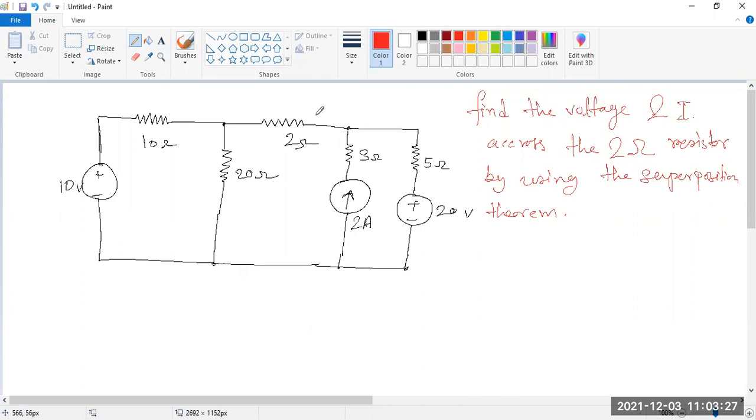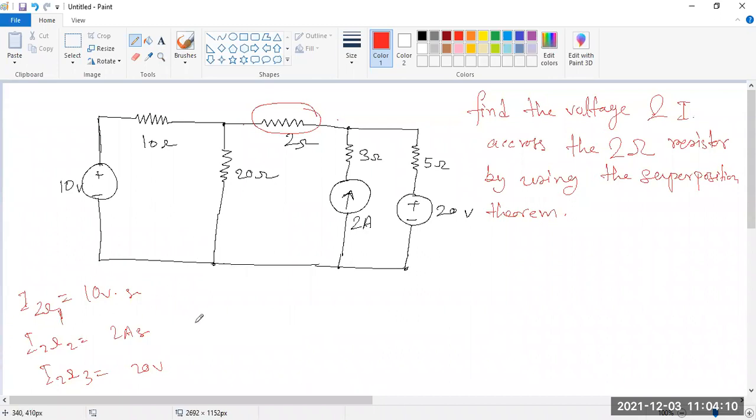Okay, so using the superposition theorem, we have to find the voltage and current. What will be the steps? First, we have to take only one source at a time: the current for the 2 ohm resistance due to the 10 volt source, this is I1; due to the 2 ampere source, this is I2; and due to the 20 volt source, this is I3.